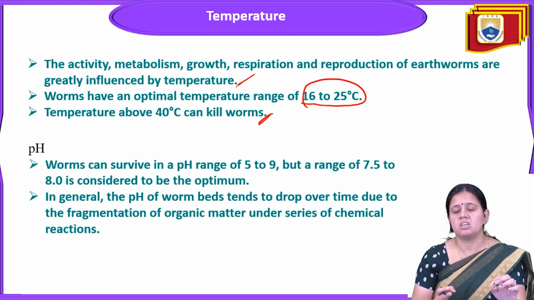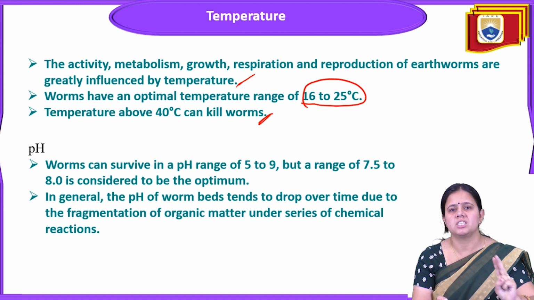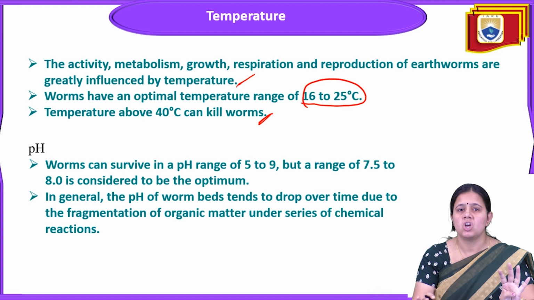So temperature maintenance is an important factor. Moisture condition, aeration condition, temperature maintenance and pH: all four are very important factors. The temperature should be maintained at 16 to 25 degrees Celsius only.